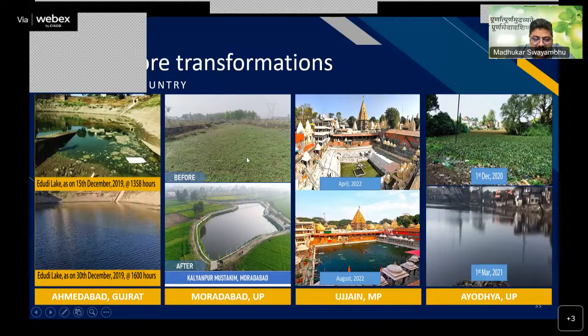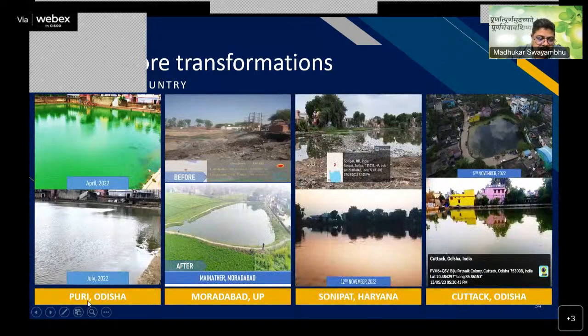Now, this is Muradabad. You can see the pre-treatment. It was actually looking like a ground, and post-treatment, this was the condition. This is Ujjain Mahakal Temple. Inside the temple, there is this kund, which is called Koti Tirth Kund. This was pre-treatment, and this is post-treatment. This is Ayodhya Lal Diggi Lake. Similarly, we have done it in Puri, Odisha. This is Muradabad again, another water body in Muradabad. This is a rural water body in Sonipat, Haryana. And this is in Katak, Odisha.